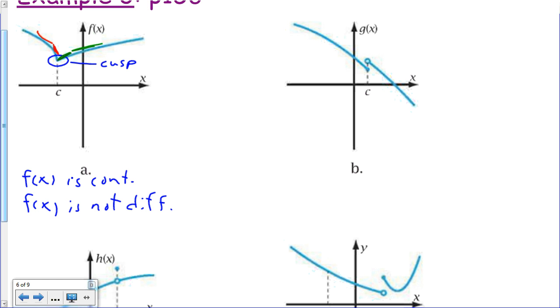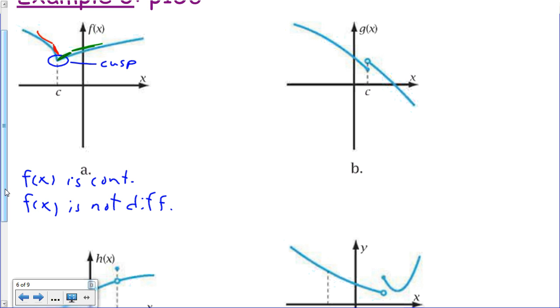And again, if you remember the definition that we had for a cusp, it was a point on your graph where the function is continuous but not differentiable. So that's just straight from the definition of what a cusp is. We know that you're going to get continuity but not differentiability at every single cusp that you look at.